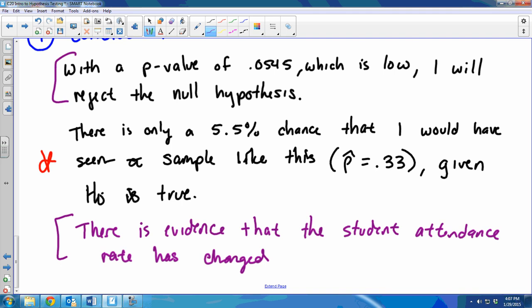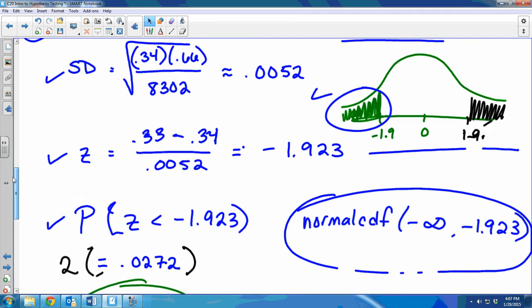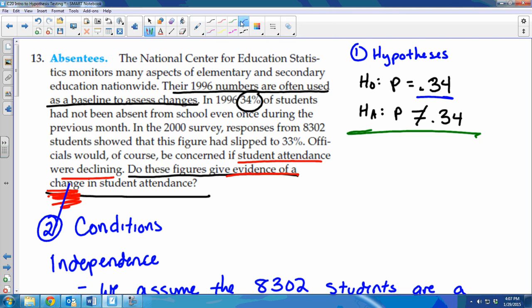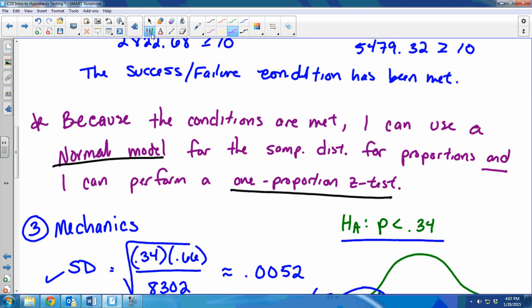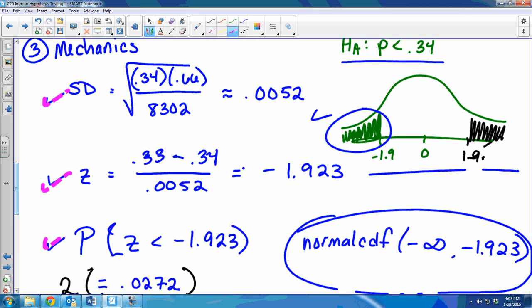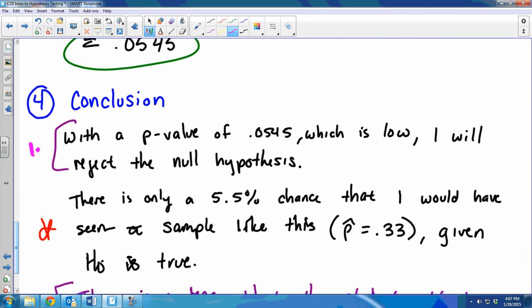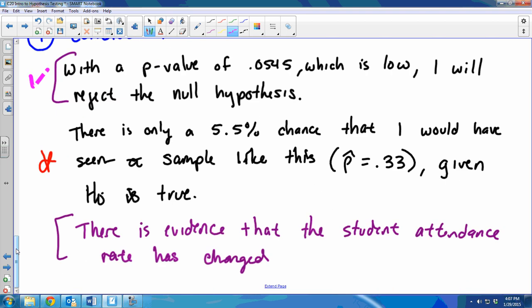Okay? So, four pieces. Hypotheses. Done. Conditions. Done. Statement about the conditions. What model to use, what test to use. Done. Mechanics. Done. Conclusion. P-value is low. We're going to reject the null hypothesis. Rejecting the null hypothesis, there must have been a change. Context, student attendance. I know this is long, and I get that. I'm sorry. I apologize. But every hypothesis test is going to be similar, and that's pretty much what we're doing the rest of the year.